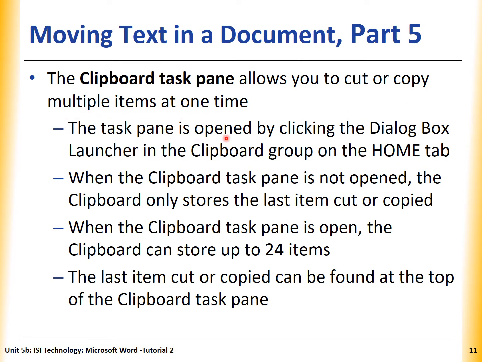The task pane is opened by clicking the dialog box launcher in the clipboard group on the Home tab, as I told you before. When the clipboard task pane is not opened, the clipboard only stores the last item cut or copied. When the clipboard task pane is open, the clipboard can store up to 24 items. Keep this in mind. So if we copy a 25th item, the first one will be deleted. The last item cut or copied can be found at the top of the clipboard task pane. I'm going to show you this in a bit.